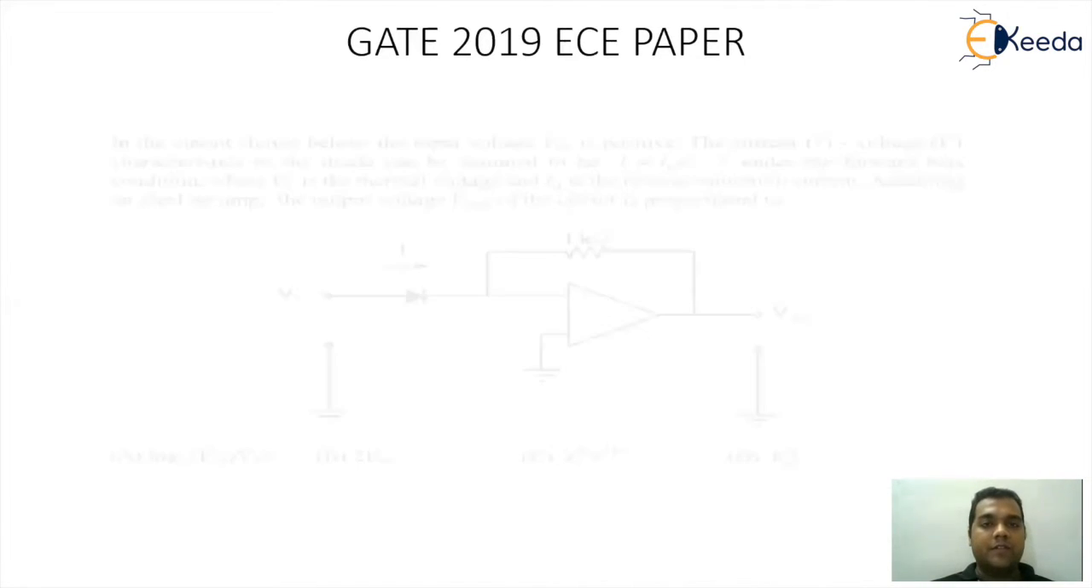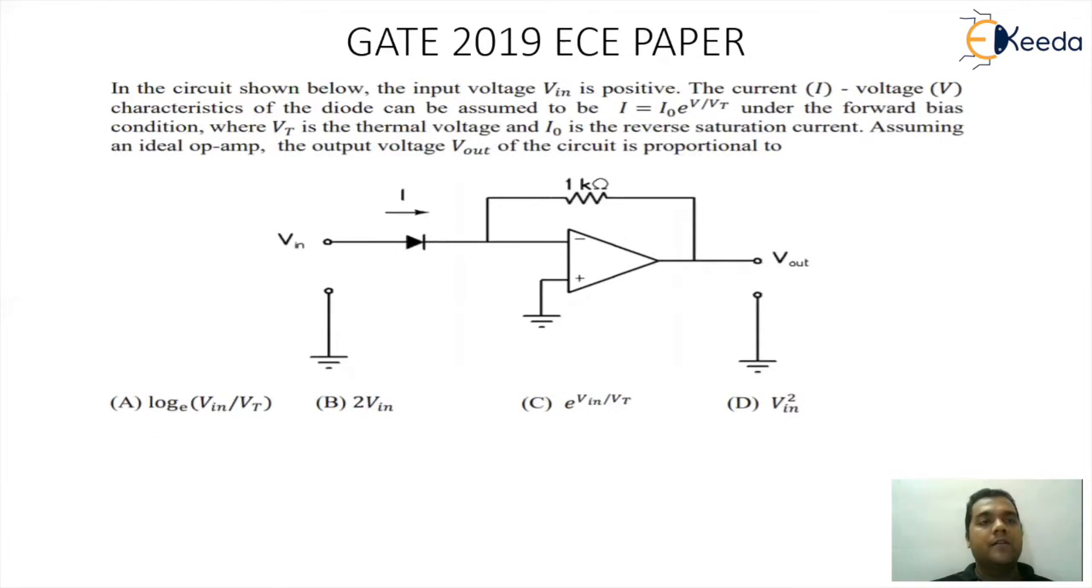Next question. This is from the GATE 2019 EC paper. Let's have a look at the question. And the question is, in the circuitry shown below, the input voltage V in is positive. The current I, voltage V characteristics of a diode can be assumed as I is equal to I naught e raised to V by Vt under forward bias condition, where Vt is the thermal voltage and I naught is the reverse saturation current. Assuming an ideal op amp, the output voltage V out of the circuitry is proportional to.